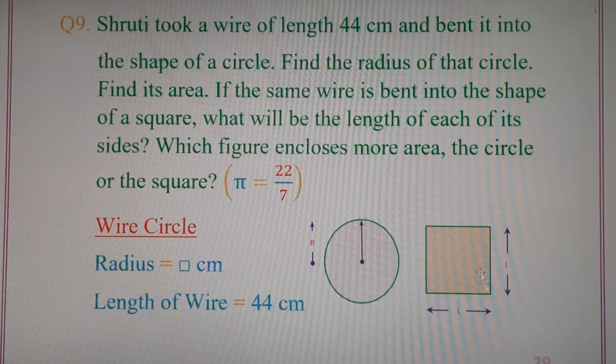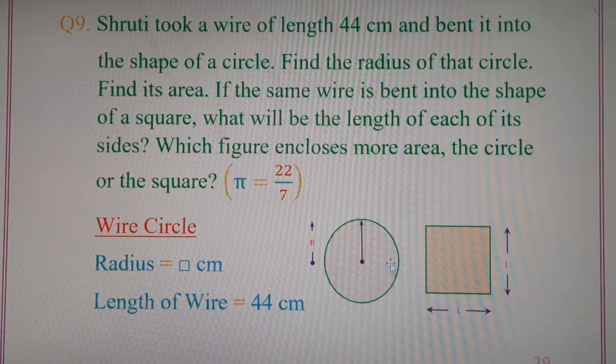But what is the length of this square, we don't know, and that we have to calculate and find out. So here in the diagram, the length is not given, so we have written it as L. The length of this square is not known, it will be L. But we already know the length of the wire which is used for making the boundary of the square. What is the length of the wire? It is 44 centimeter. That means the perimeter of the square will be 44 centimeter.